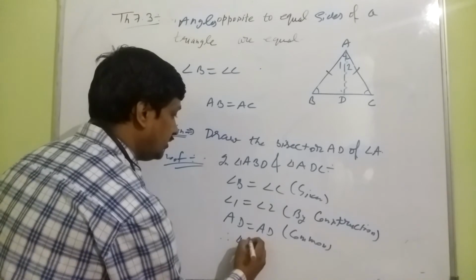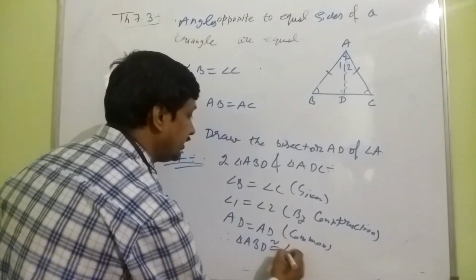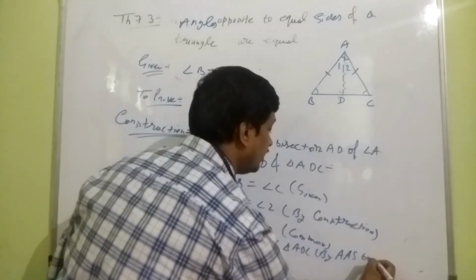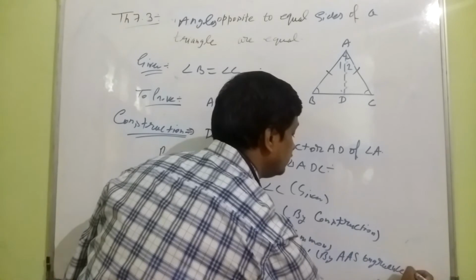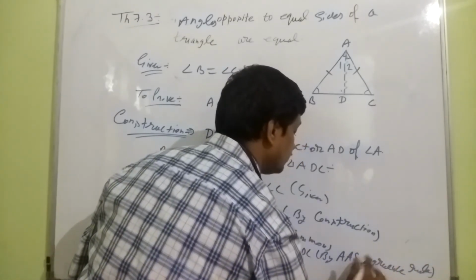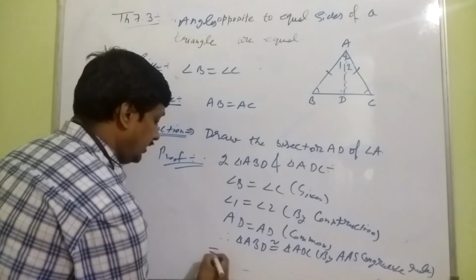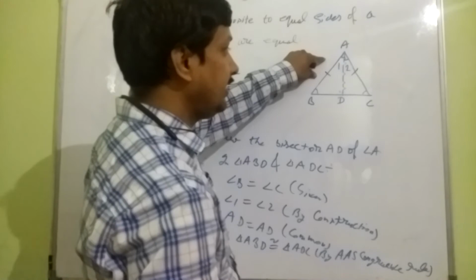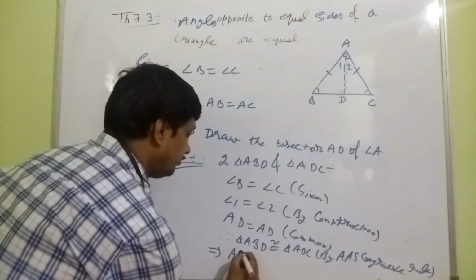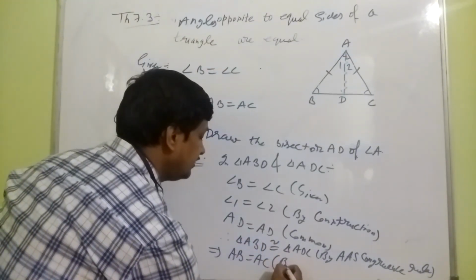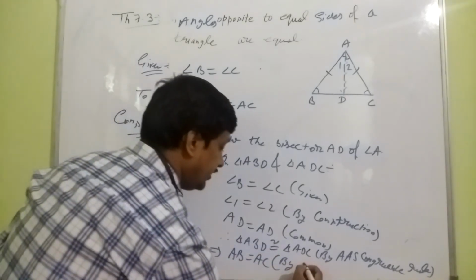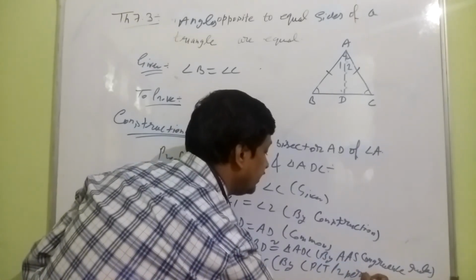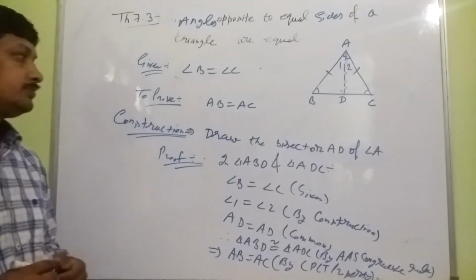So now we can say triangle ABD is congruent to triangle ADC, by the AAS congruence rule. If these two triangles are congruent, we can easily say AB equals AC, because if two triangles are congruent, their corresponding sides are equal. So AB equals AC by the CPCT property. Dear students, note down this theorem also.